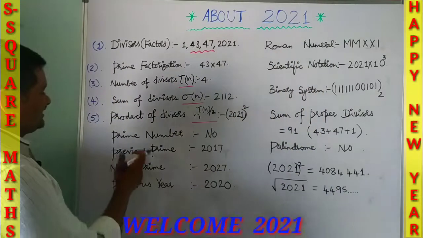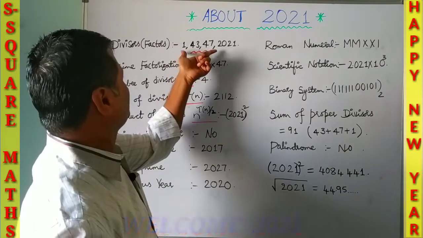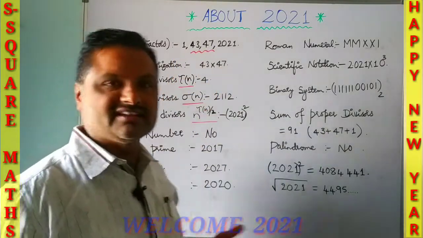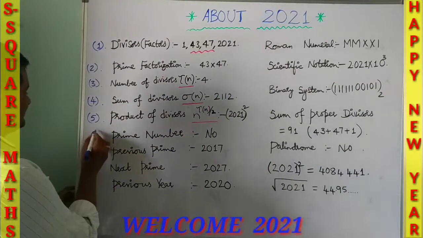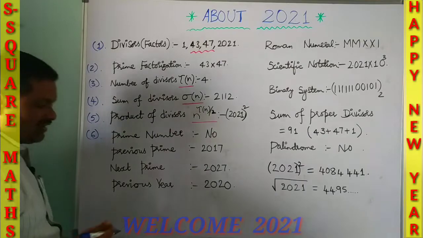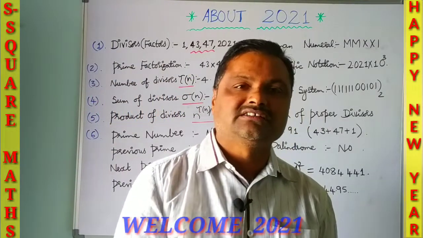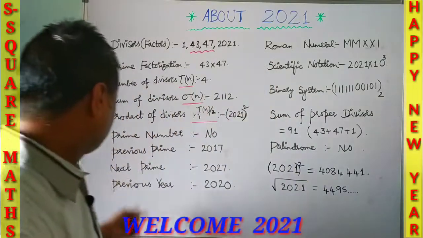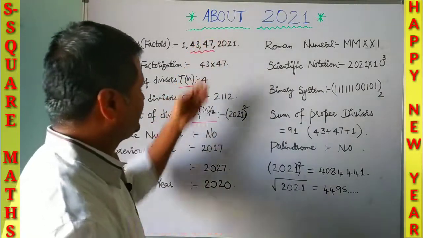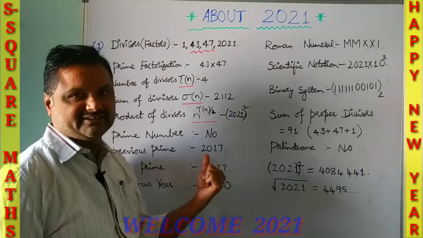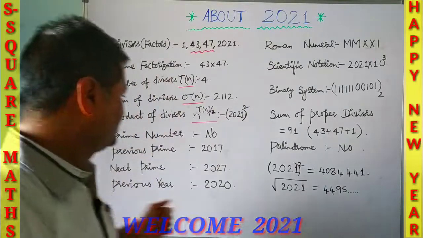Next, is it a prime number? No, because the number of divisors is 4, hence it is not a prime number. Next, obviously the immediate question occurs here itself, nothing but the previous prime. What is the previous prime for 2021? It is nothing but 2017. 2017 is the previous prime for 2021.